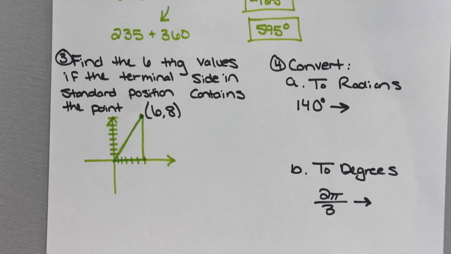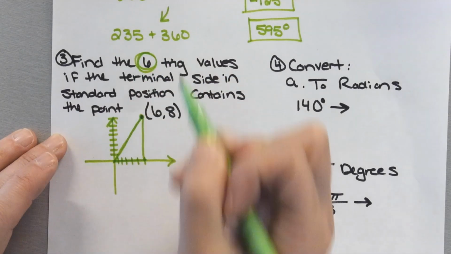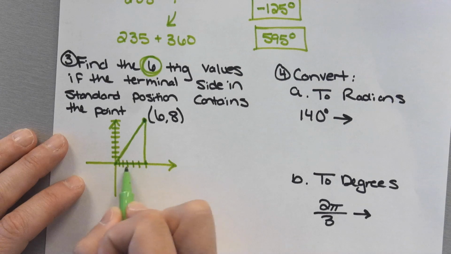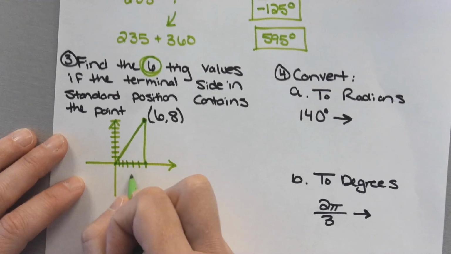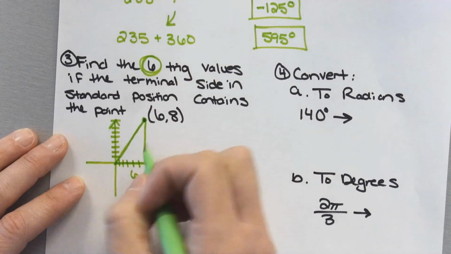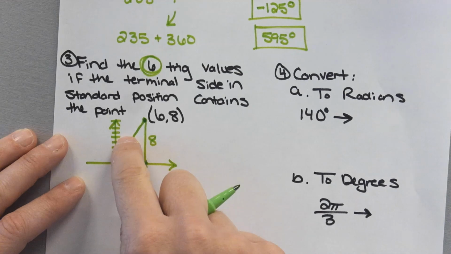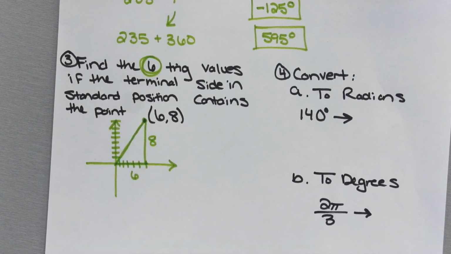Now, we need to know all the sides in order to find our 6 trig values. How long is this side? 6. How long is this side? We don't know yet. Well, you might know because you were supposed to do the problem. But let's pretend we don't know yet.